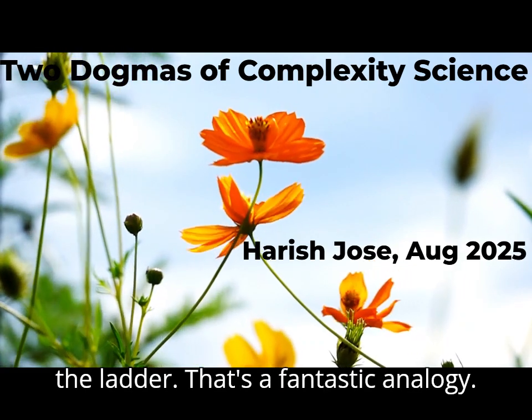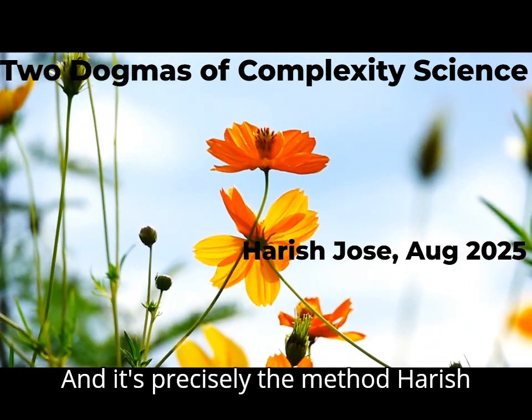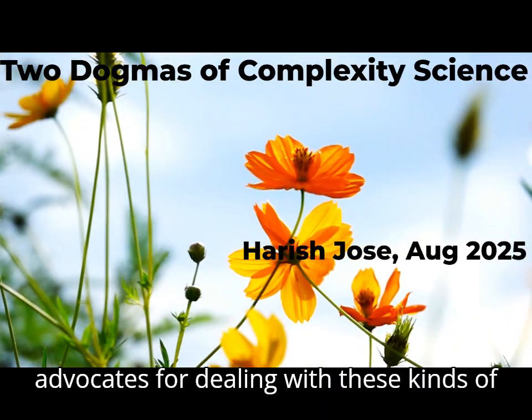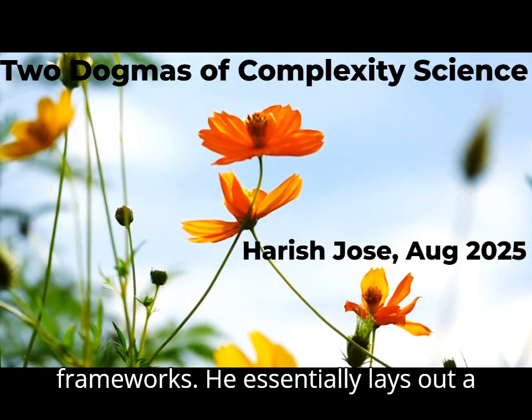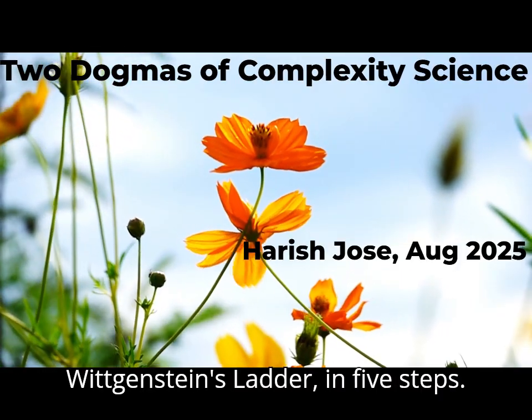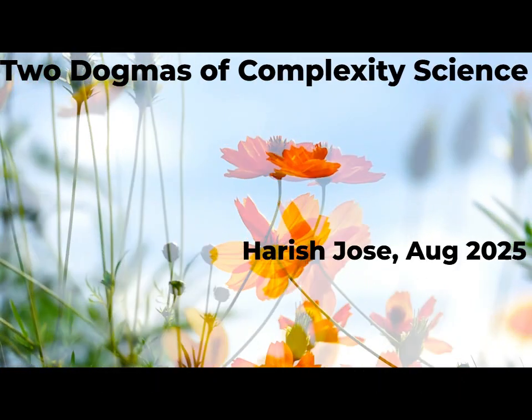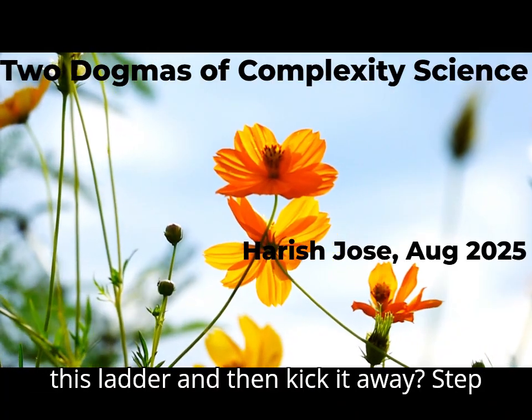That's a fantastic analogy. And it's precisely the method Harish advocates for dealing with these kinds of seductive but ultimately limited frameworks. He essentially lays out a journey, kind of like climbing Wittgenstein's ladder, in 5 steps. Okay, what are the steps? How do we climb this ladder and then kick it away?